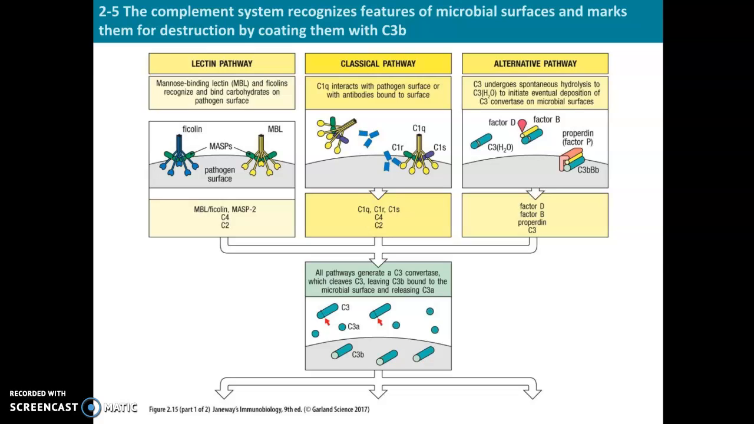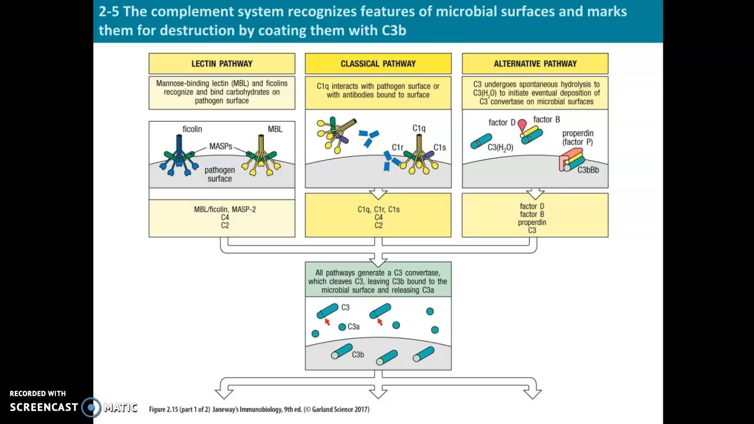So let's talk more specifically about the different pathways. Either Ficolin or MBL is going to come with MASP. MBL is mannose binding lectin, and Ficolin also recognizes carbohydrates, but a different carbohydrate than lectin. They come with the MASP, or MBL associated serine protease. Serine proteases are able to cut proteins at serines, and so they are going to cut C4 and C2.